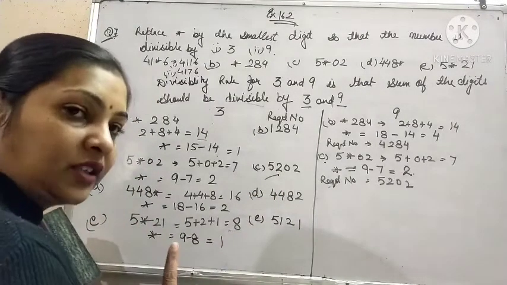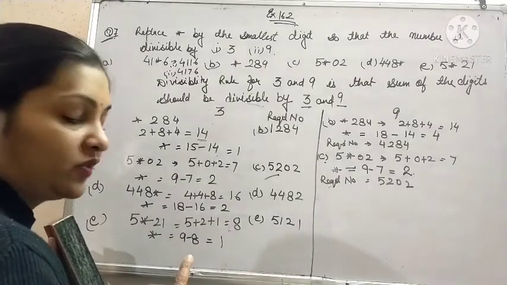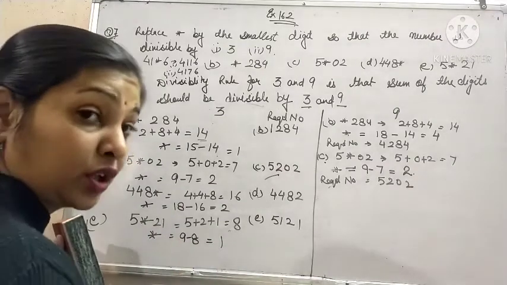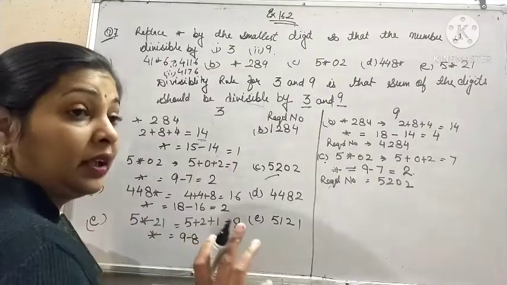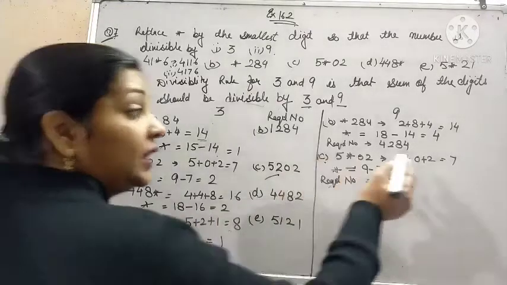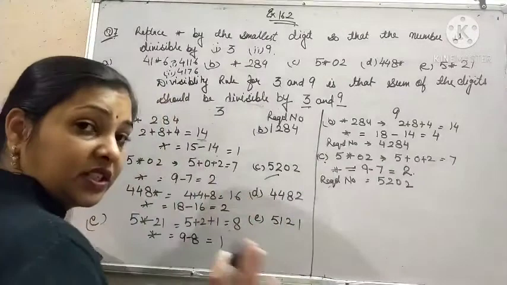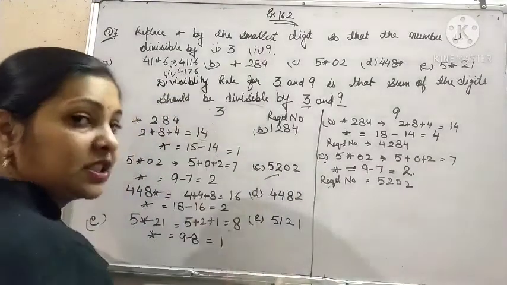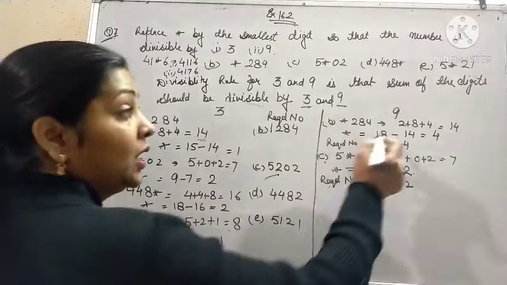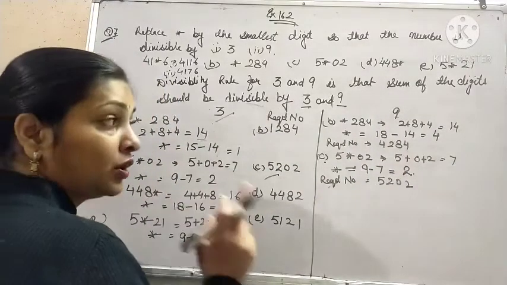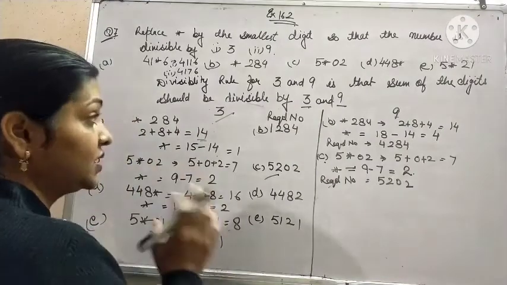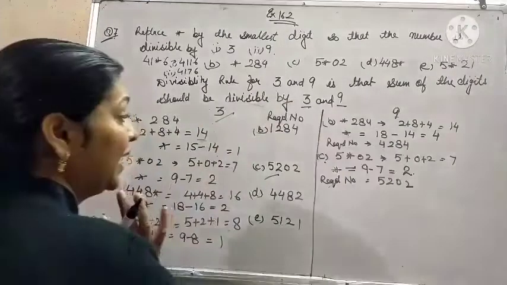So it is possible that a number which is divisible by 3 is also divisible by 9. But remember one thing, there might be cases. In each and every case, a number which is divisible by 9 is always divisible by 3. Why? Because 3 is a factor of 9. But it is not sure that whether a number which is divisible by 3 will be divisible by 9.